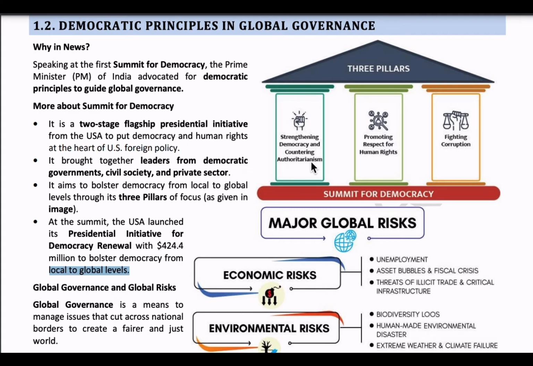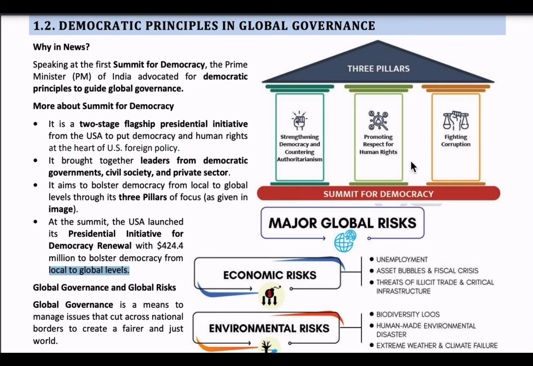Here, authoritarianism means the belief that people must obey completely and not be allowed freedom to act as they wish. People should obey only some particular laws, and they should not have freedom of their wish. That is what is meant by authoritarianism. So one pillar of these democratic principles is strengthening democracy and countering this authoritarianism. Next is promoting respect for human rights, and the third pillar is fighting corruption.